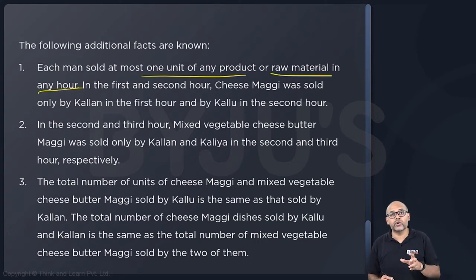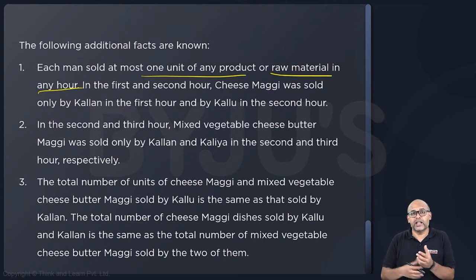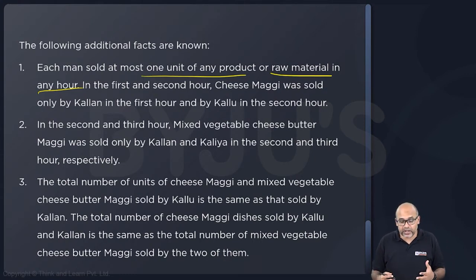So raw material also, you can't sell 2 units of raw material. That is effectively, raw material is sold only in the final hour, right? 4th hour. So basically what they're saying is, in the final hour, the raw material is not sold. You can't sell 2 raw materials of butter. Only 1 raw material of butter has been sold in the last hour.